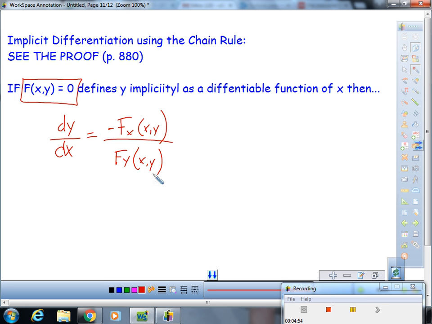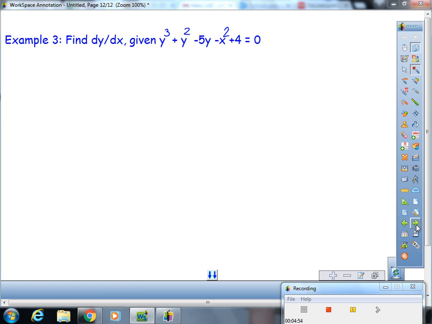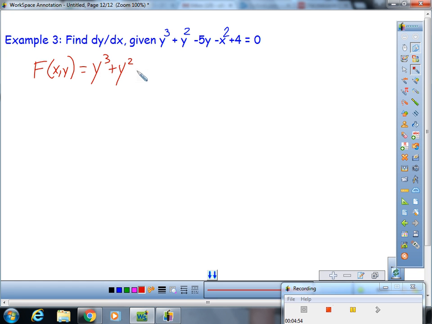I think you understand it. Okay? If you've got more than two variables, then you've got two different partials, and I encourage you just to read the box in your book for that. But we predominantly will just be doing examples and situations that look something like this. Okay? So find dy dx. Well, notice since it's already equal to 0, then we have f of x comma y is indeed y cubed plus y squared minus 5y minus x squared plus 4.